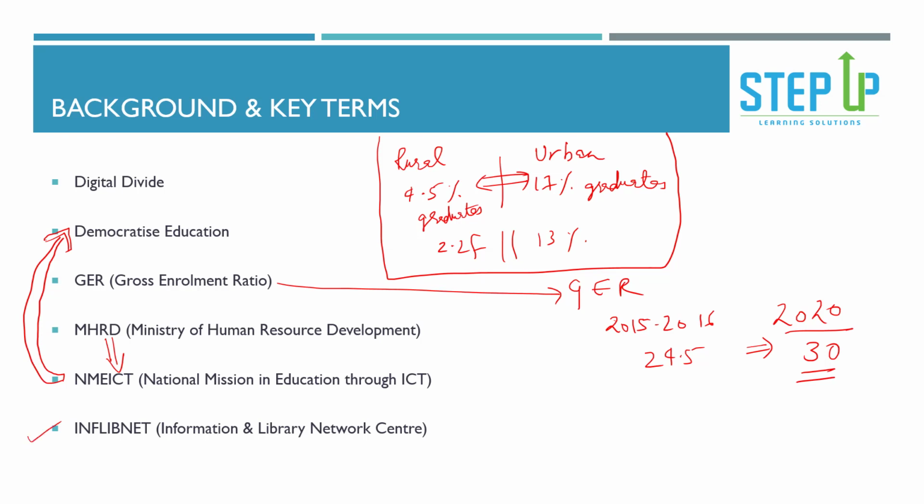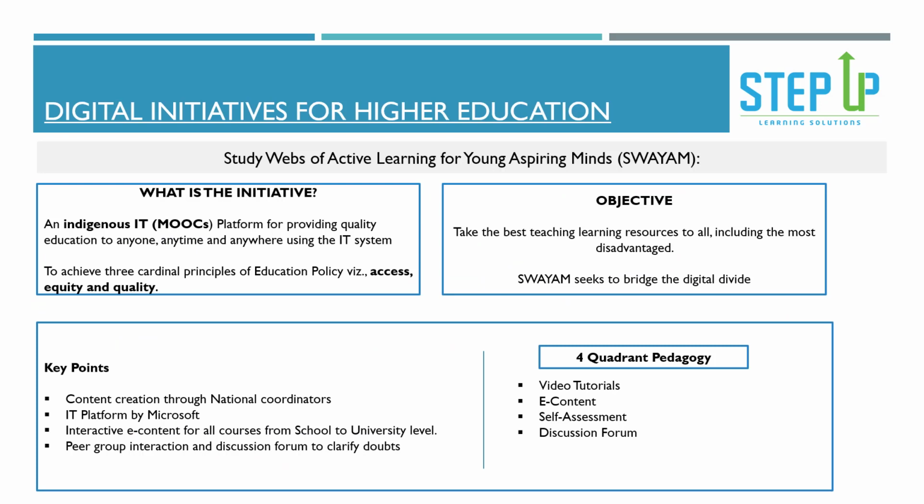Another thing you may see is that a lot of our centers or initiatives are based out of INFLIBNET, which is the Information and Library Network Centre. There could be questions on the abbreviations, and they may ask you the full form of NMEICT or INFLIBNET. This is also located in Gandhinagar, Gujarat. These are a few terms and key things that I thought I would discuss before we go to the specific initiatives. Let's move on to the digital initiatives now.